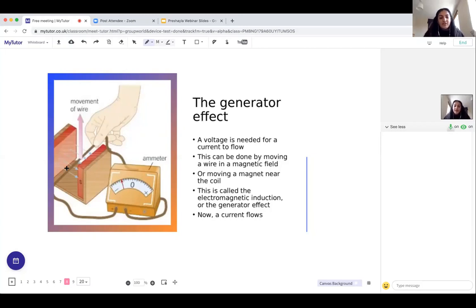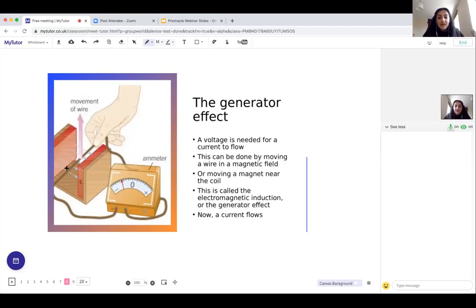Okay, so the generator effect is all about generating current, generating electricity. We're trying to generate current in a circuit, but to be able to create a current, we first need to have a voltage. The generator effect is all about inducing. Inducing is a kind of physics word for creating. So we induce a potential difference or a voltage. The generator effect induces a potential difference, which is needed for current to flow in our circuit. Voltage is what allows current to flow.